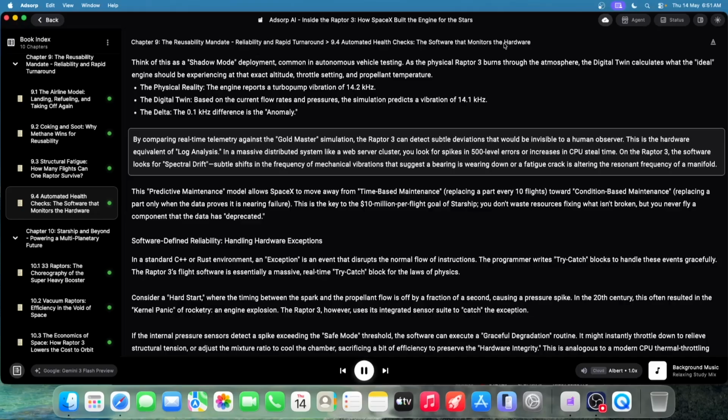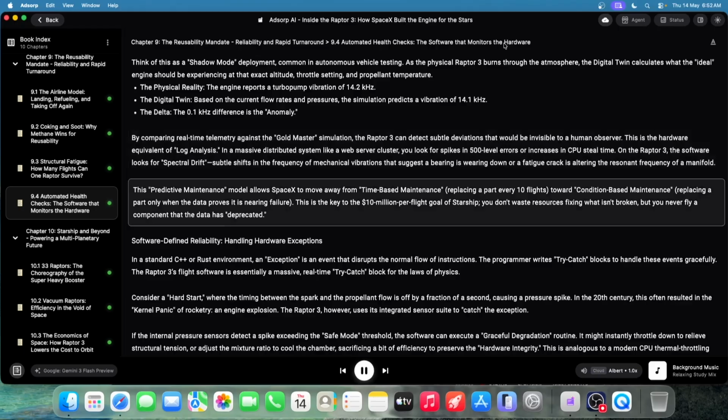This is the hardware equivalent of log analysis. In a massive distributed system like a web server cluster, you look for spikes in 500-level errors or increases in CPU steal time. On the Raptor 3, the software looks for spectral drift, subtle shifts in the frequency of mechanical vibrations that suggest a bearing is wearing down or a fatigue crack is altering the resonant frequency of a manifold.